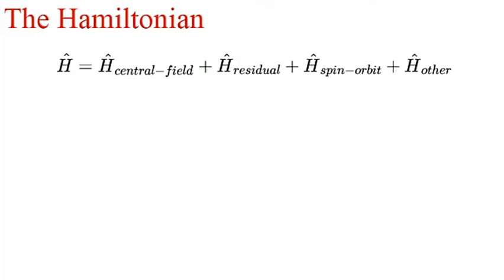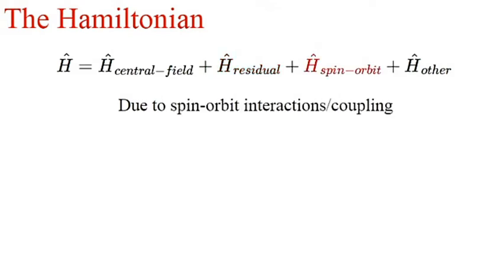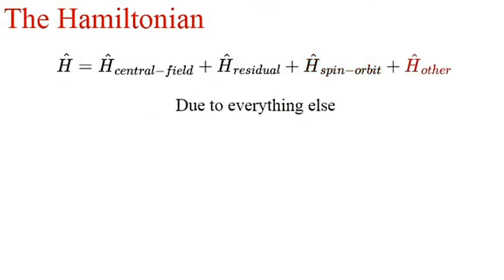LS and JJ coupling. A general Hamiltonian for an atom looks something like this. The first term is due to the central field approximation. The second term is due to the residual electric field not taken care of in the central field approximation. The third is due to the interaction between the spin of the electron and their orbital motion. The last term is due to everything else.